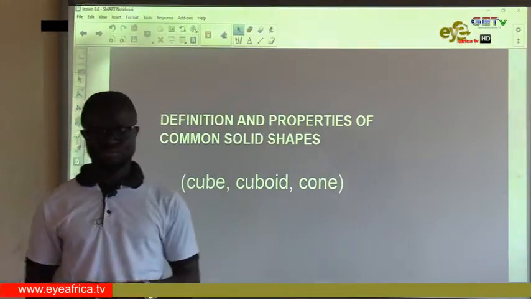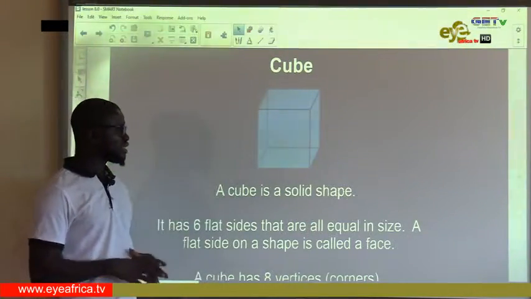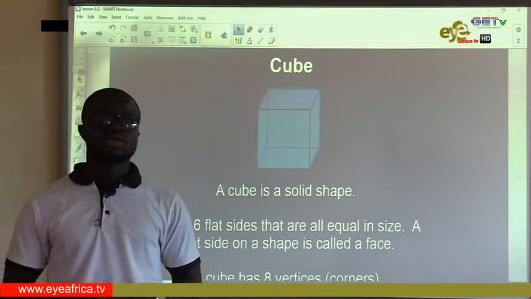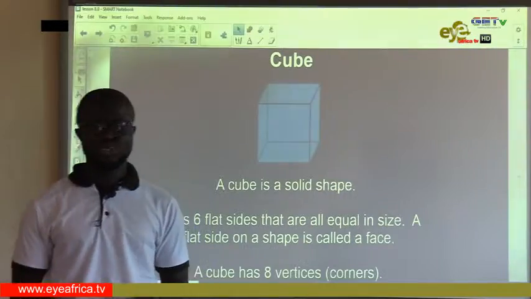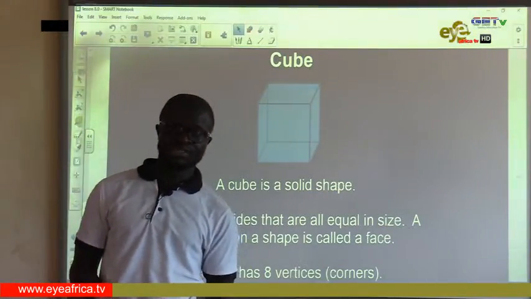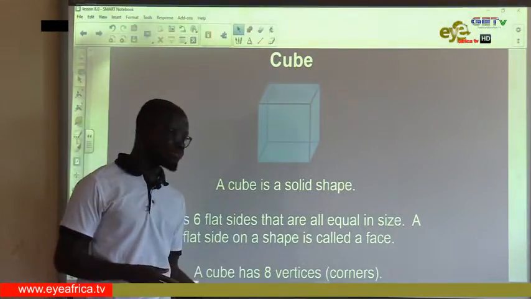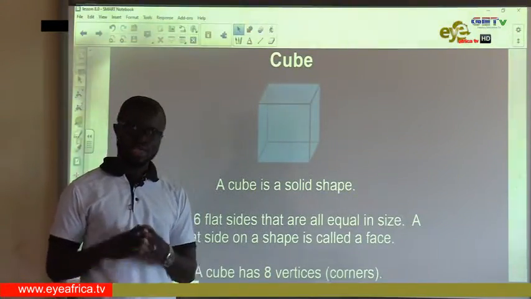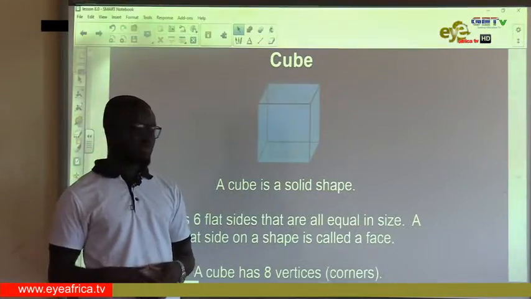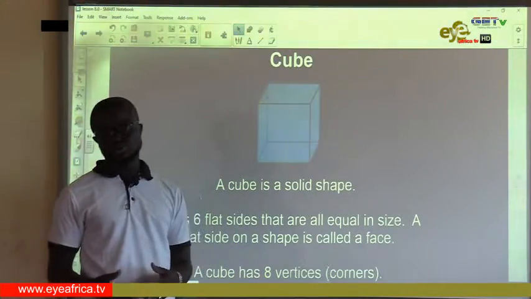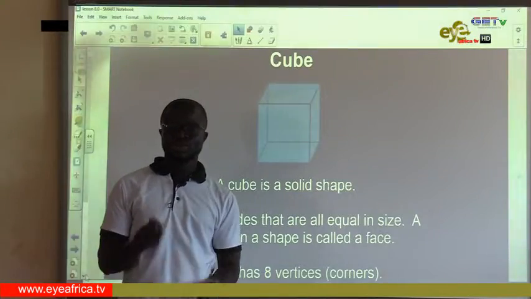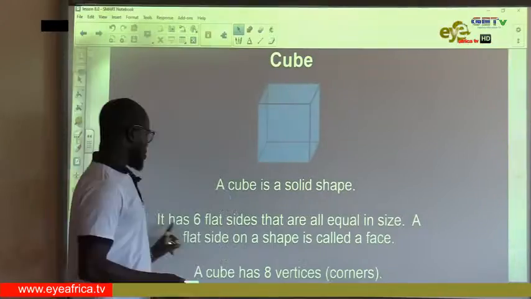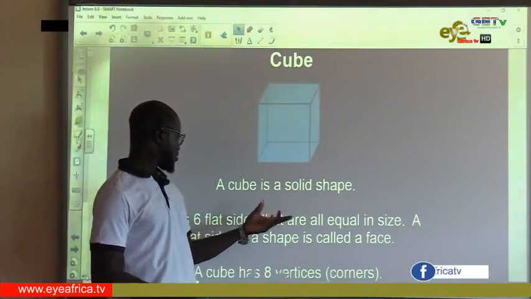We start with the cube. Now, if you look at the message that we have for you on the screen, we said we are going to talk about the definition of the shape and its properties. What is a cube? A cube is a solid shape. Remember we said solid shapes are also called three-dimensional shapes because you can view them in 3 dimensions. Okay? It has 6 flat sides.